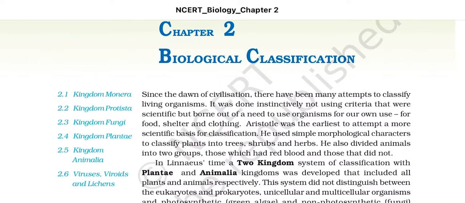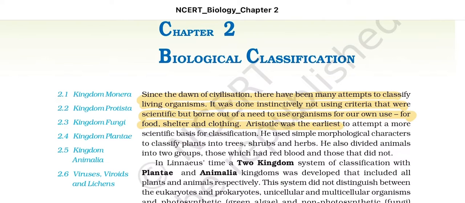Today we will read NCERT Biology, Class 11, Chapter 2, Biological Classification. Since the dawn of civilization, there have been many attempts to classify living organisms. It was done instinctively, not using criteria that were scientific, but born out of a need to use organisms for our own use, for food, shelter, and clothing.